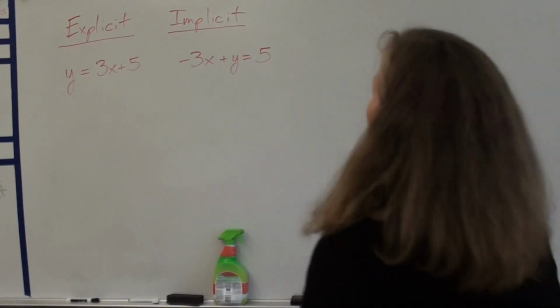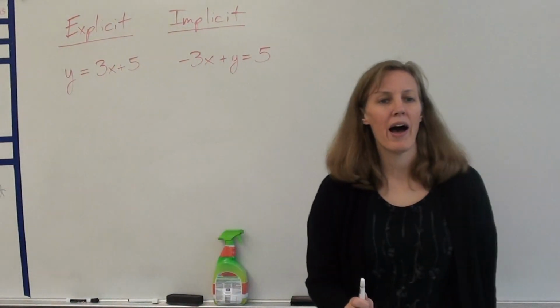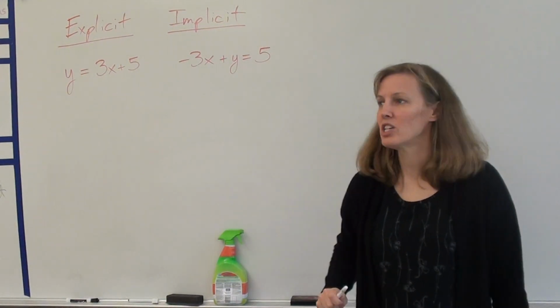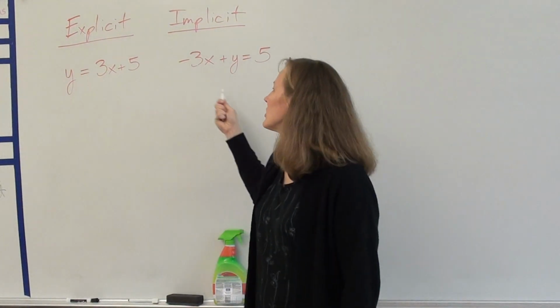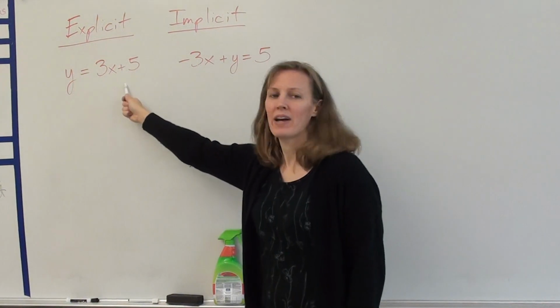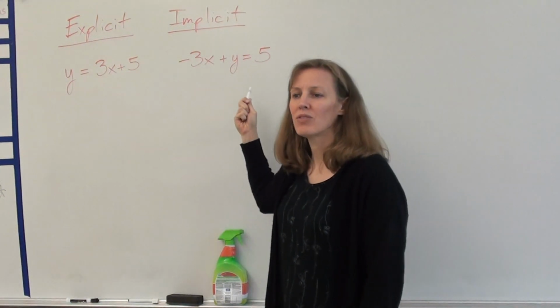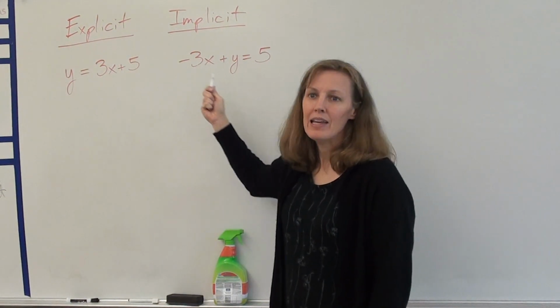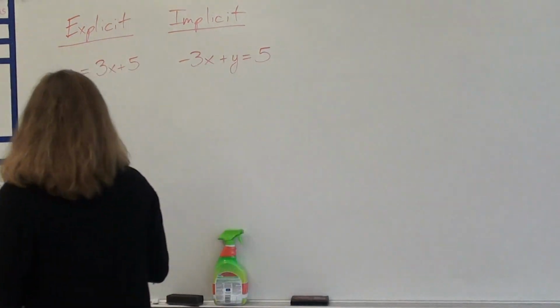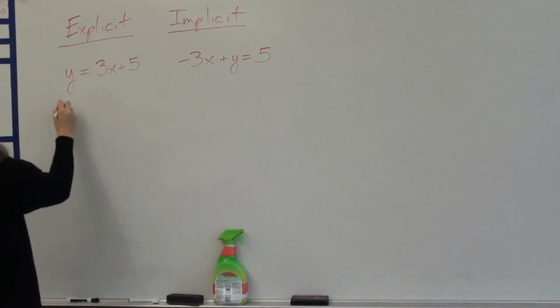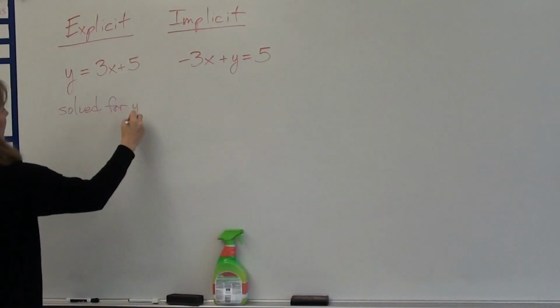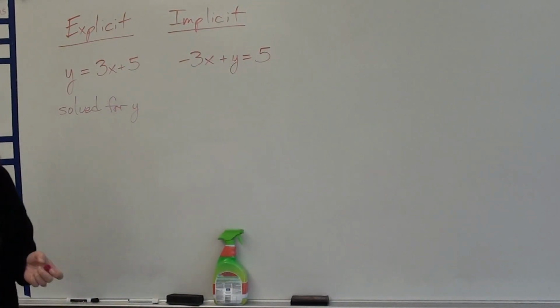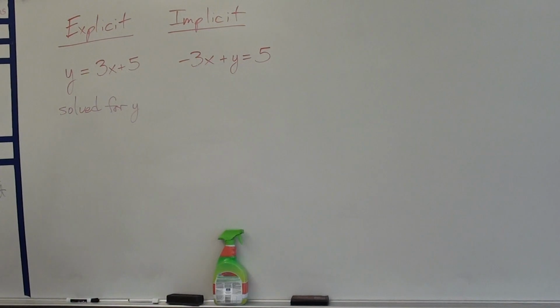Okay, so this is section 2.5. This is called implicit differentiation. I have two functions written on the board. One is defined explicitly, one is defined implicitly. In general, an explicitly defined function just means it's been solved for y. It has been solved, meaning that the output variable is isolated.